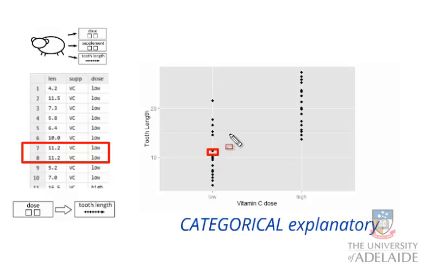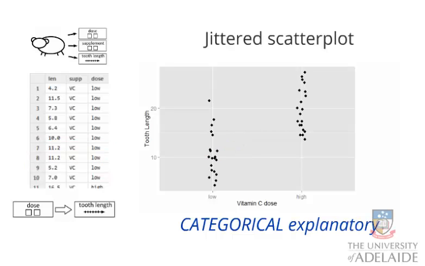But because those two guinea pigs have the same dose and the same tooth length, those two dots are drawn on top of each other, and I can't tell on this graph that they are on top of each other. So I'm going to have to do something a bit more creative to be able to see exactly how much data there is in each zone. What I'm going to do is create a jittered scatter plot. I'm going to just add a little bit of random width so that the points are spread out a little bit, so it's a little easier to tell how many of them there are in each zone.